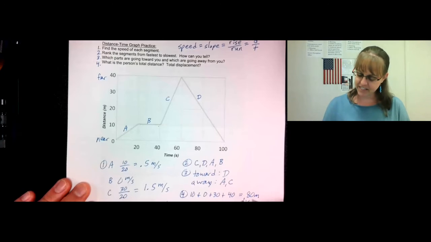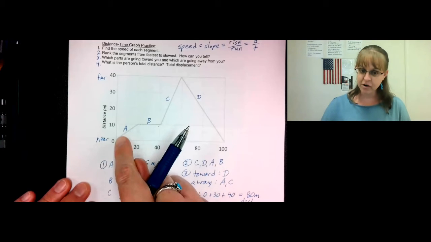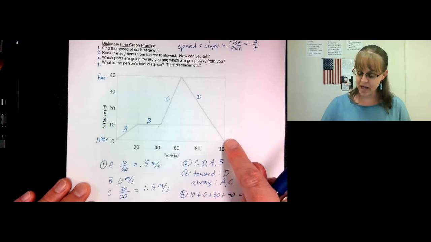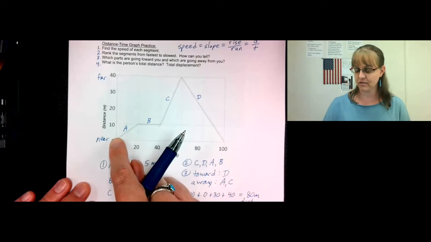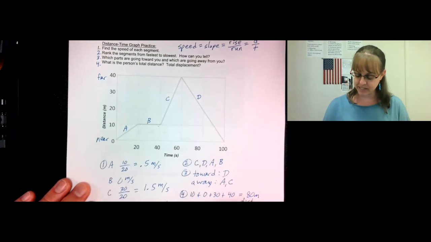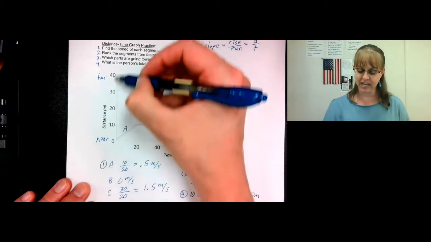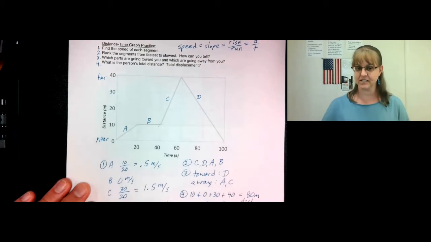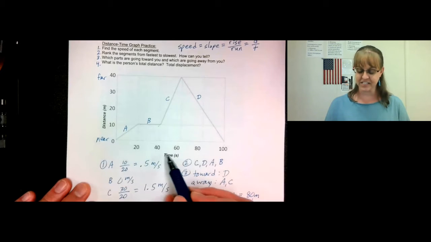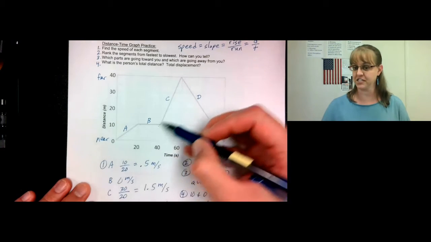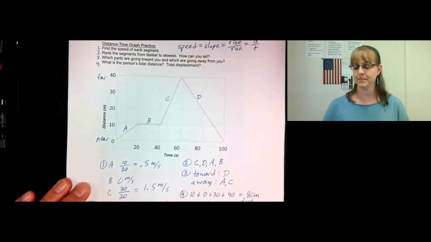And that is the distance. The displacement is where you started to where you finished. You started at 0. You ended at 0. Therefore, the displacement equals 0 because you started exactly where you finished. Notice that we're only looking at the x-axis for distance. We only look at the y-axis for time, and we look at the slope for velocity.